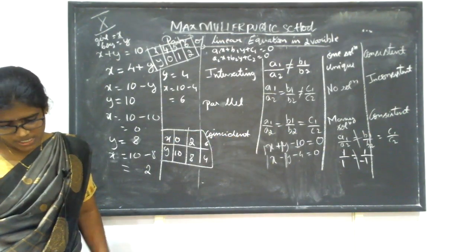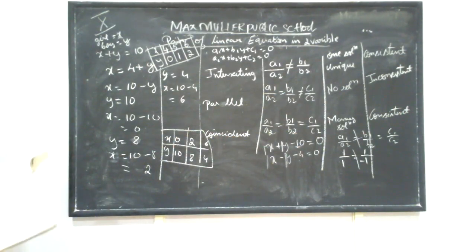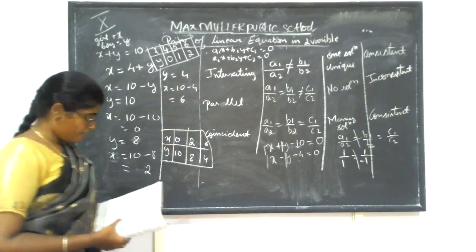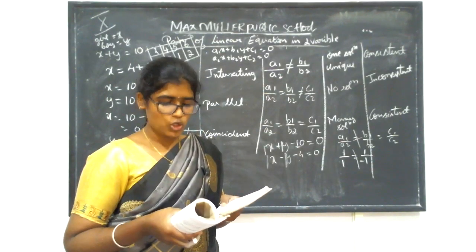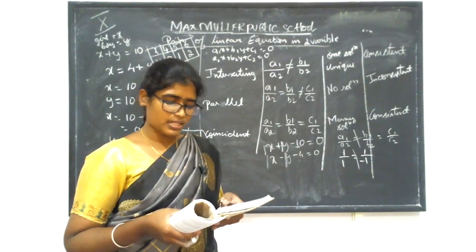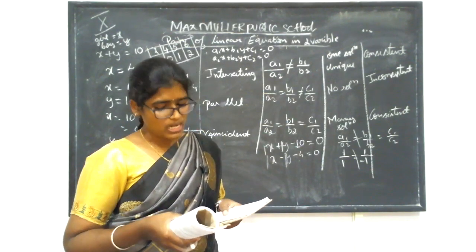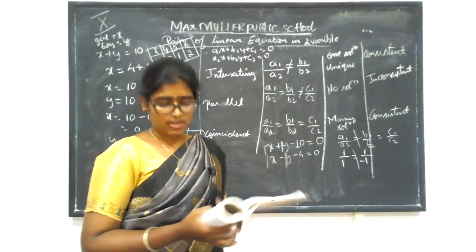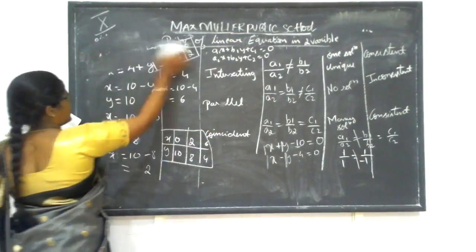Next, do the second one and compare. Now you are going to just compare the equations. Correct? In your textbook only do these sums. Compare the ratios A1 by A2, B1 by B2 and C1 by C2. Find out whether the lines representing the following pair of linear equations intersect at a point, are parallel or coincident. That's all they have given. What they have asked, check whether it is parallel, coincident or intersecting. Let us check it.